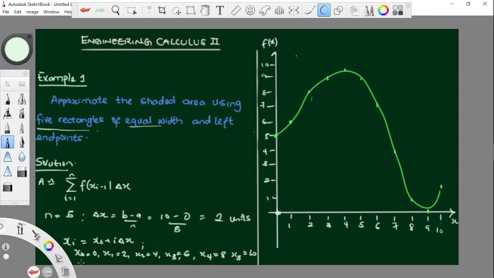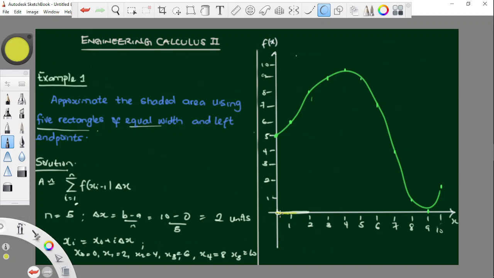Okay, so since we're using 5 rectangles, and since it's left endpoint, we're starting from x sub naught. Remember, x sub i minus 1, and now i is starting from 1, so it means we're starting from x naught. So it's x naught, x1, x2, x3, x4 that are the 5 rectangles we're going to use. The first rectangle is going to go from 0 to 2. Let me use a different color to indicate so that the point comes out clearly.